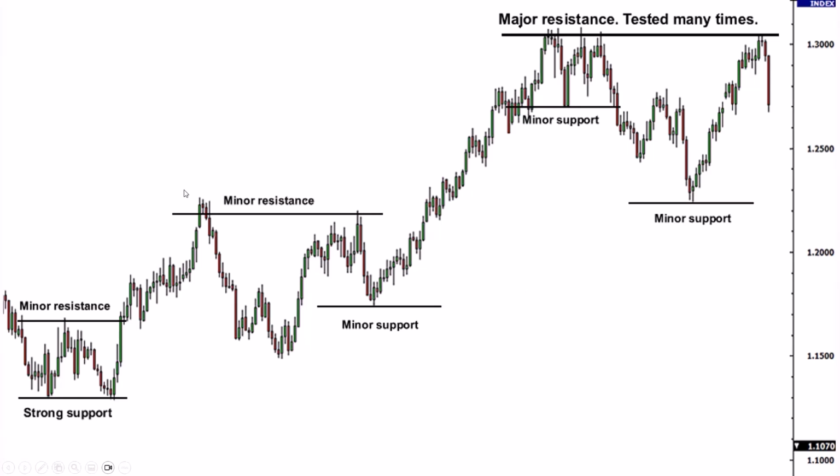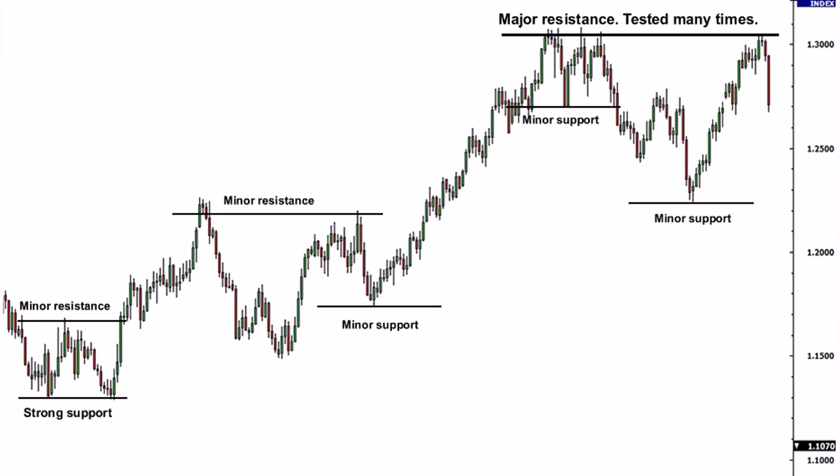All right. So we call this minor resistance when it's only tested, not tested too often. We call it major when it's multiple touches on that horizontal level. Right. So we talked a lot about horizontal support and resistance.